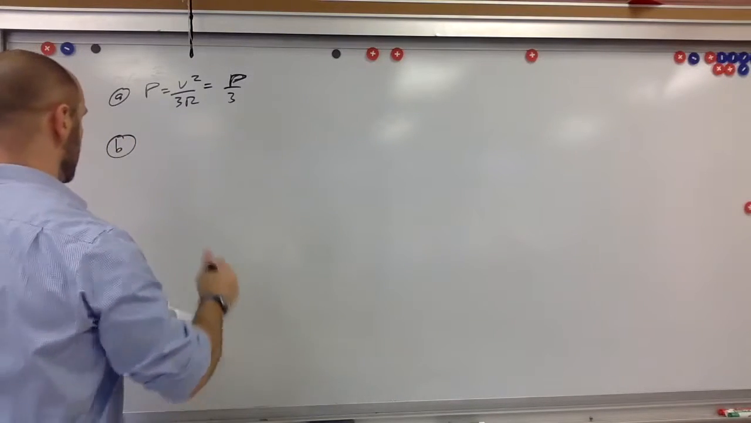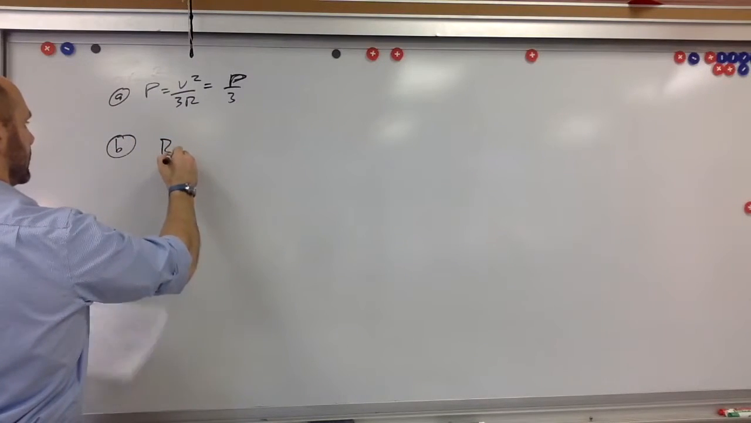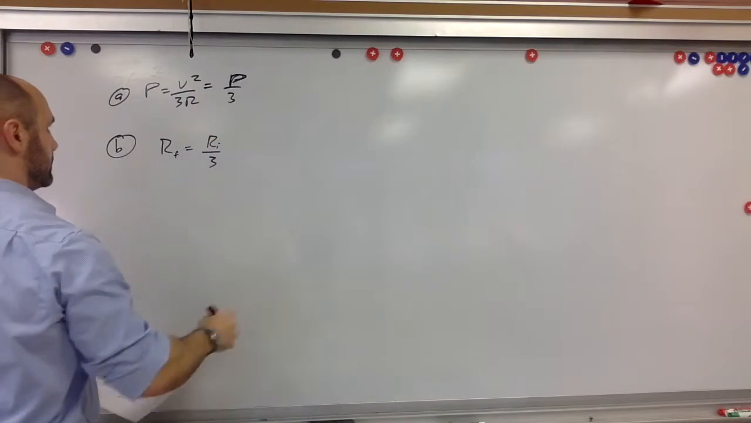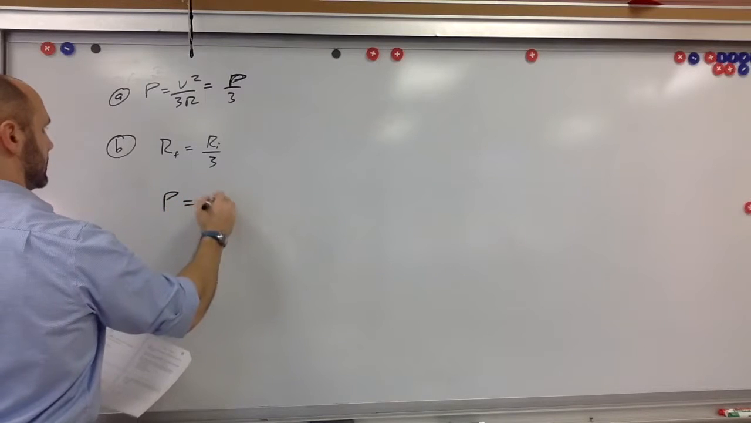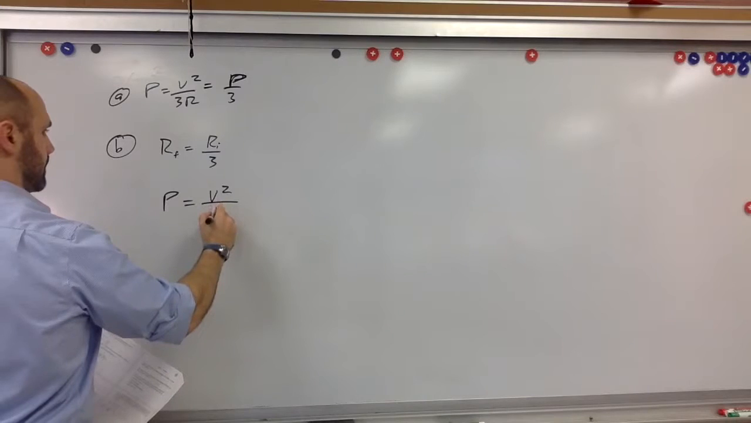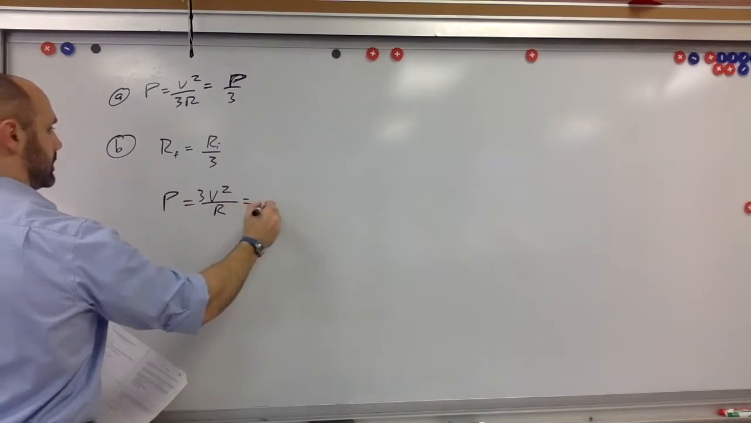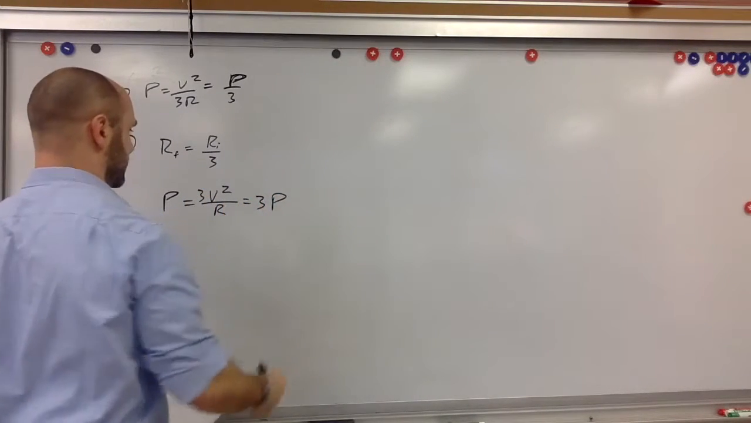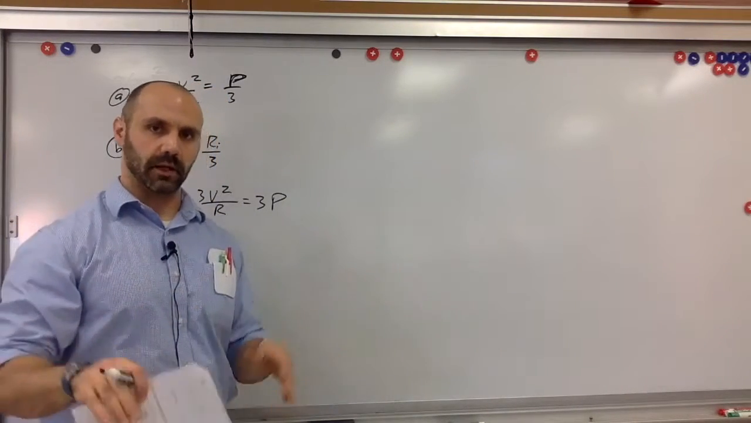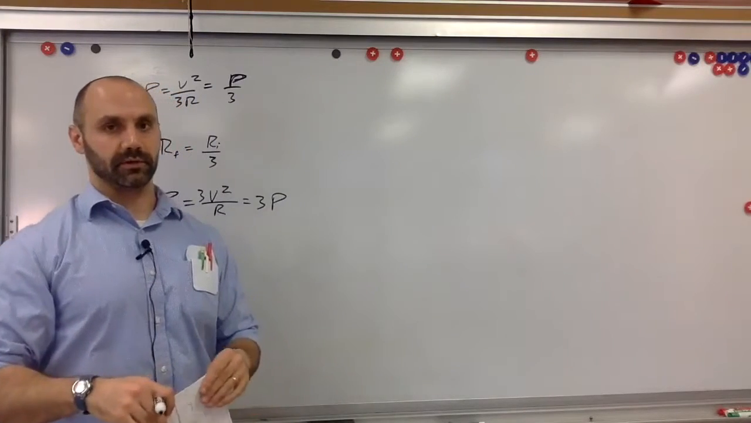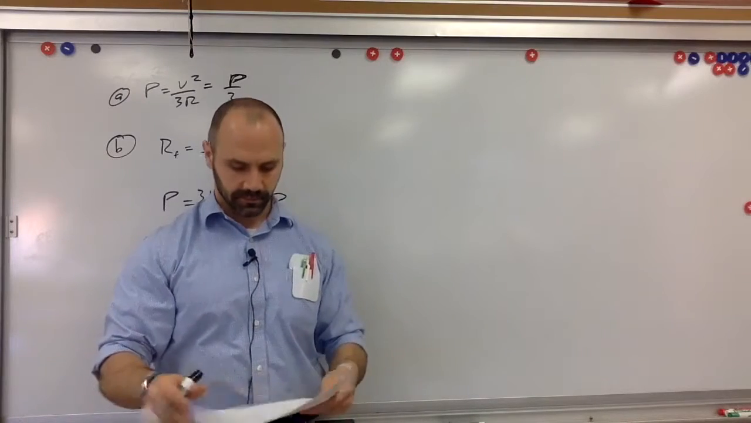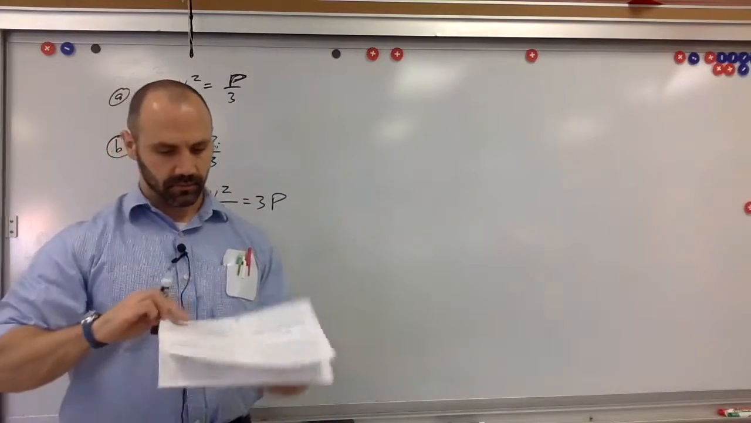For the parallel case, R final is equal to R initial over 3. And so the power is going to be V squared over R divided by 3. It's going to be V squared over R, and the 3 goes there. So here I've actually got 3 times the amount of power by putting these in parallel. If I put them in parallel, I provide more avenues for that current to flow. So I'm going to get more current overall, and then more power being used up overall. Okay.